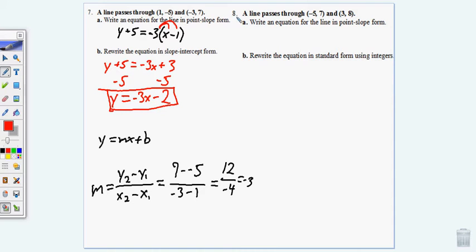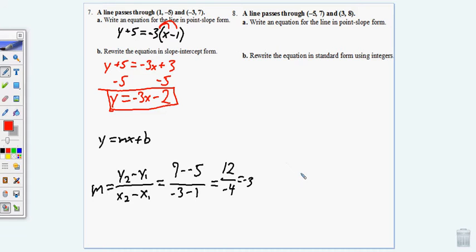Alright, if you're going to do number 8, I would suggest you pause it shortly here and try at least letter A, because that is also point slope. B is a little bit different, so I'll be working on that shortly. But try to pause it and just find this 8 letter A. Put it into point slope form. Alright, your chance to pause is over.